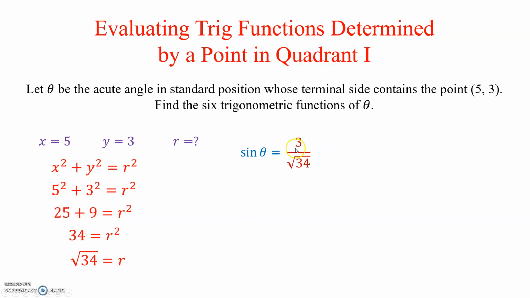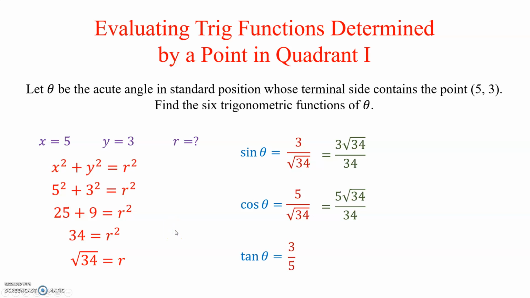Sine would have been y over r. We simplify that: 3 radical 34 over 34, because I can't leave my radical in the denominator. I have to rationalize the denominator. Cosine would have been x over r. X was 5. R is still my radical 34. Again, simplify that for our final answer.